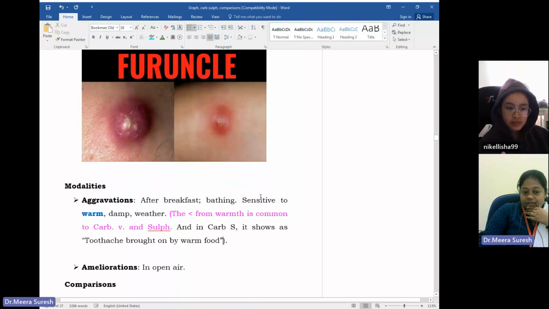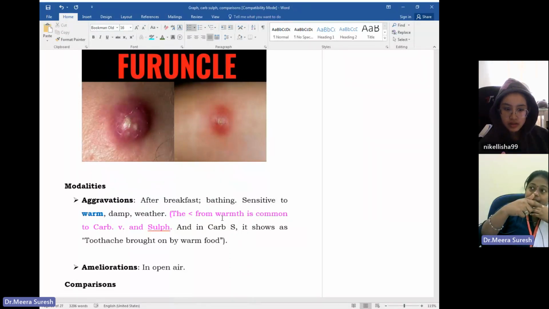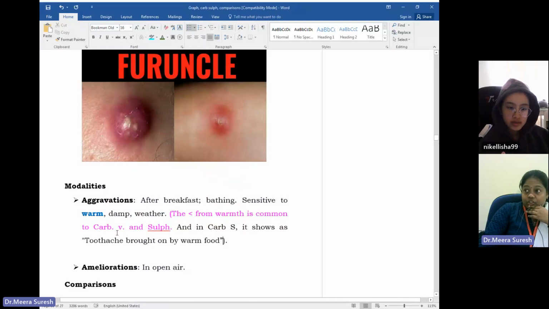But this feature, that it is sensitive to warmth, because we saw the patient is chilly, but still the aggravation from warmth is coming. That feature is coming from sulfur and even carbo veg, not the calcarea carb. If we are going to think about calcarea carb, yes, it is going to be a chilly remedy, but that is taken from carbo vegetabilis.